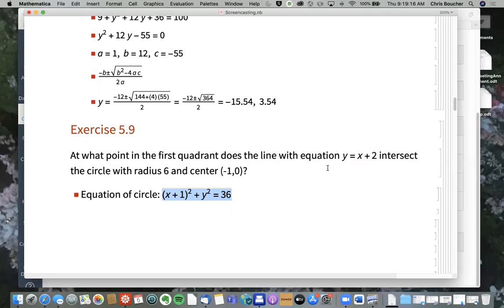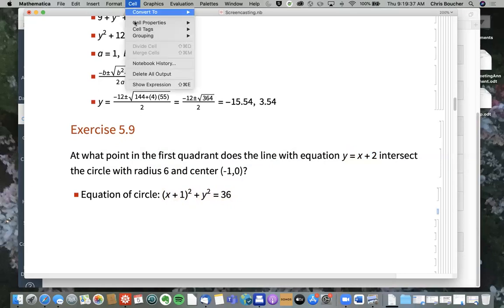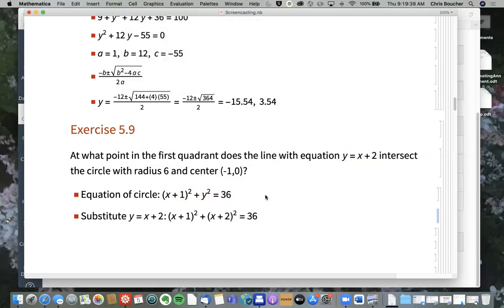There's more than one way to do that, but the way that we will generally use is called substitution. I take one of the equations and solve it for one of the variables. Now we've already done that, or we didn't really do it. It was given to us, right? Y equals x plus 2. And then I substitute this expression for that variable in the other equation. So I'm going to replace y with x plus 2, because at the intersection point, both equations have to work.